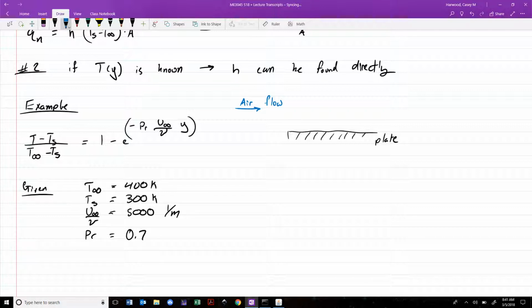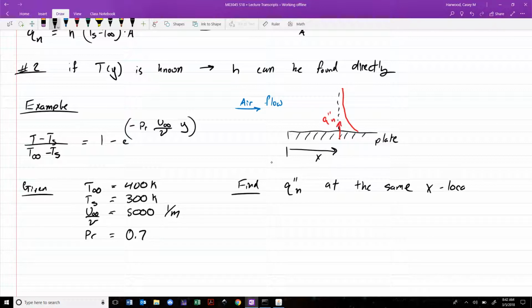Okay, so what we're asked to find now is, if this temperature distribution is defined at some position x from the leading edge of the plate, we want to find what the heat flux out of the plate is at that position. So we're seeking to find q double prime n at the same x location as we've obtained this temperature distribution.